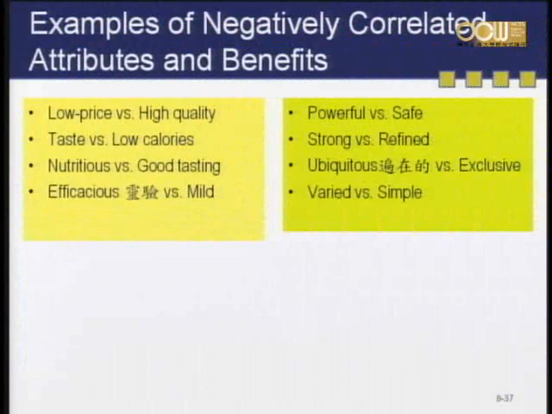Now, among all these, there is some trouble. We call it negative correlated attribute and benefit. After you do this point of parity or point of difference, you get trouble, because these two conflict. Low price, high quality. This is a conflict. Taste, low calorie, right? People look for good taste. But unfortunately, most of the low calorie products taste bad.